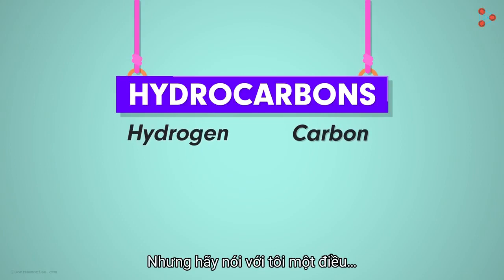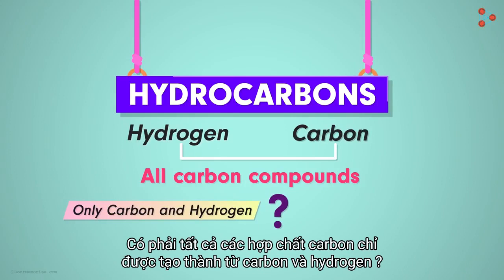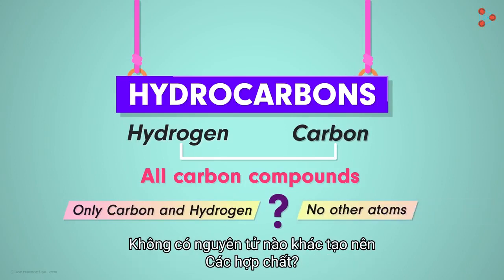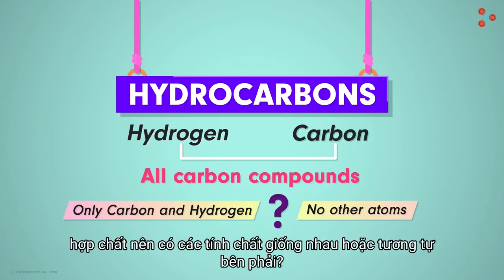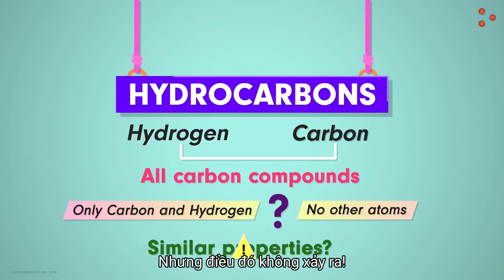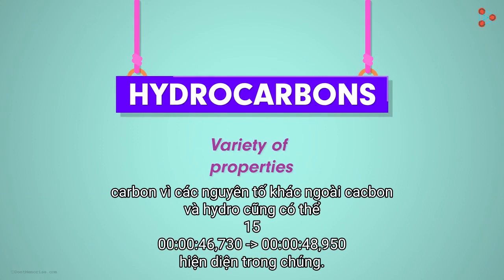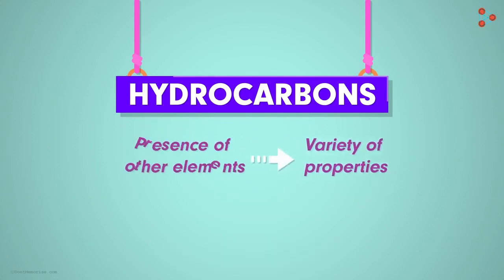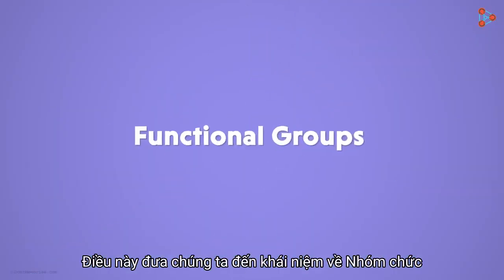But tell me one thing, are all the carbon compounds only made up of carbon and hydrogen? Are there no other atoms that make up the compounds? If all the compounds had only hydrogen and carbon, then every compound should have the same or similar properties, right? But that does not happen. We see a wide variety of properties in the carbon compounds because elements other than carbon and hydrogen can also be present in them. This gets us to the concept of functional groups.